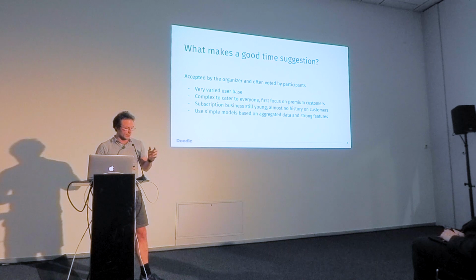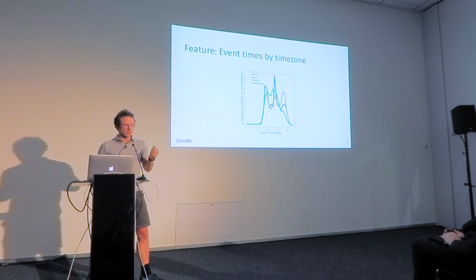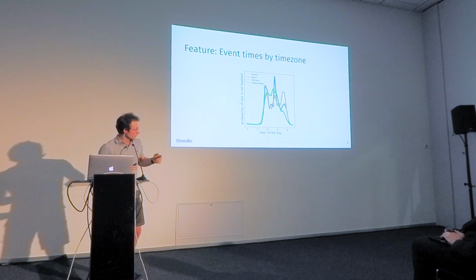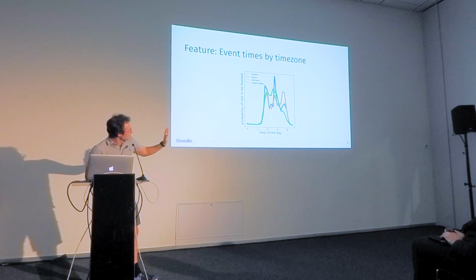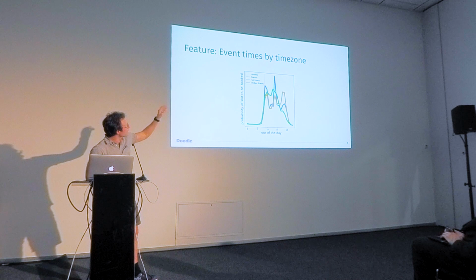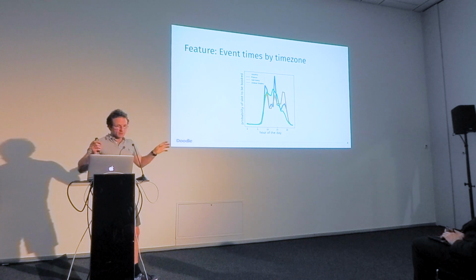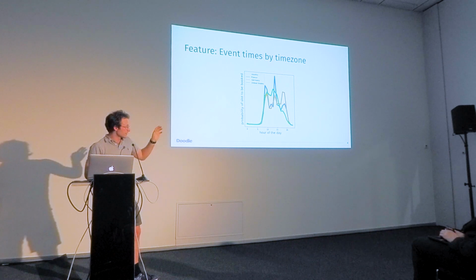For example, we can already look at the partitioning of our data by time zone. It seems that different time zones actually have different scheduling behavior. What you see here is just, over the course of the day, the probability for the three strongest time zones or countries that any event in this group starts at the given time.